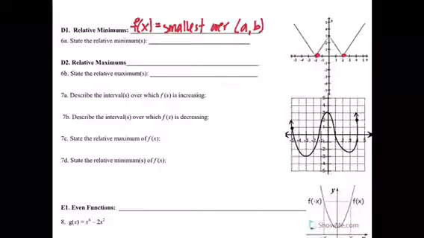So I would say that the relative minimum occurs at -2 and is equal to 0. And I would say the other relative minimum occurs at +2 and is also equal to 0.